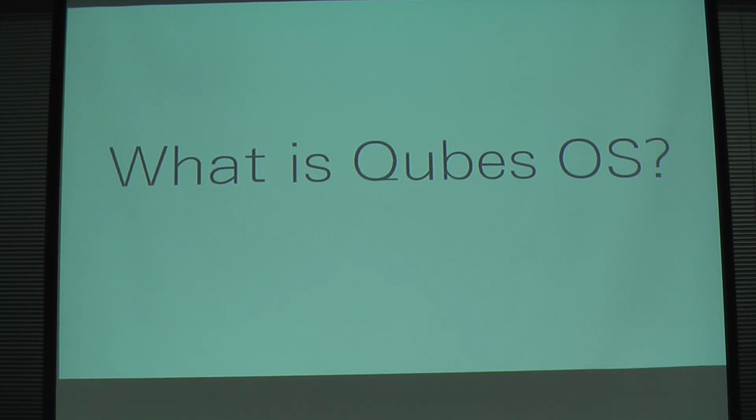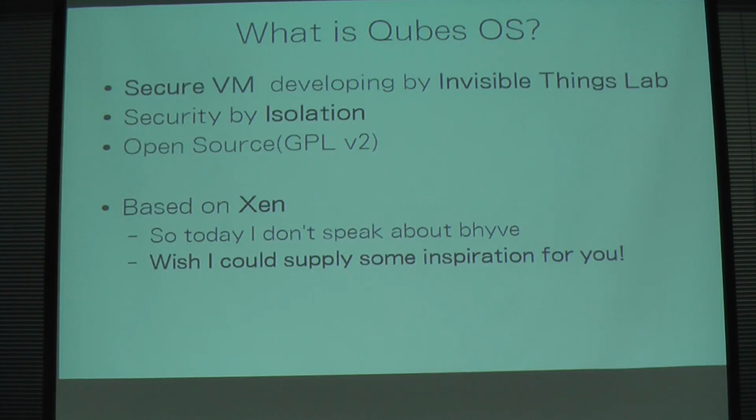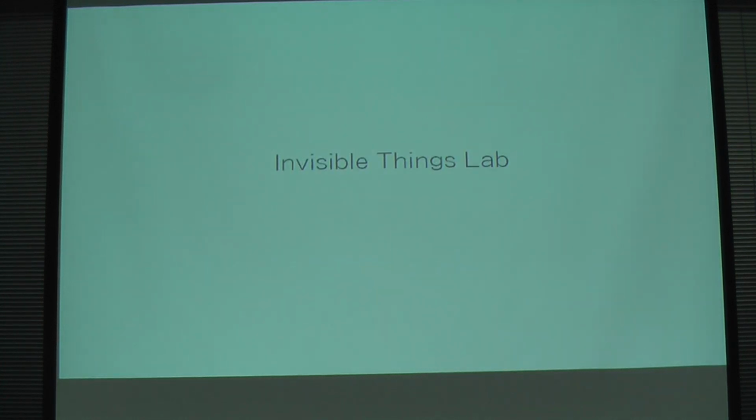What is Qubes OS? Do you know Qubes OS? Qubes OS is a secure OS developed by Invisible Things Lab, and this concept is security by isolation. And this source code is open source, licensed GPL. And Qubes OS is based on Xen. So today I don't speak about details. I wish I could provide some inspiration or idea for you.